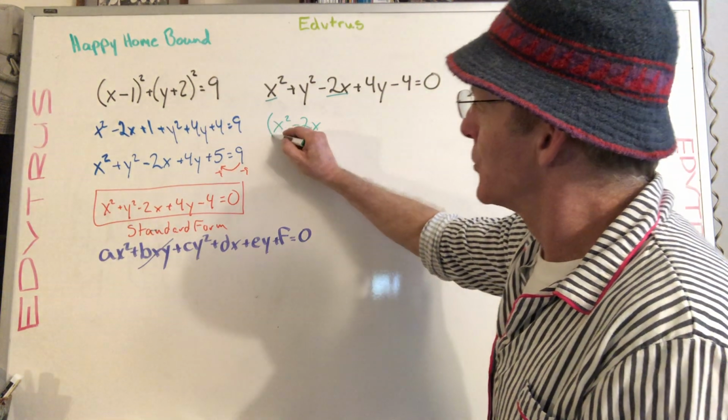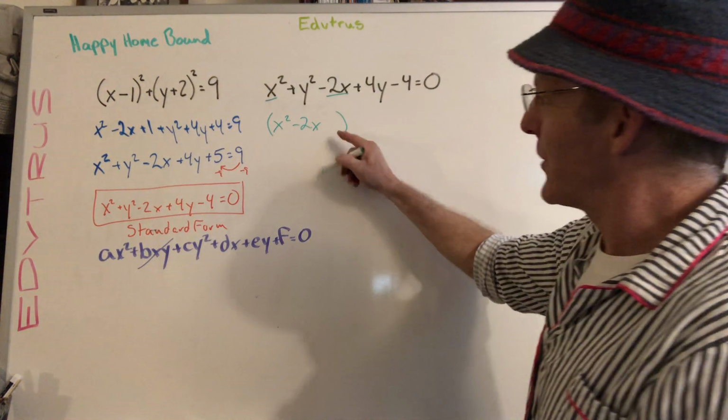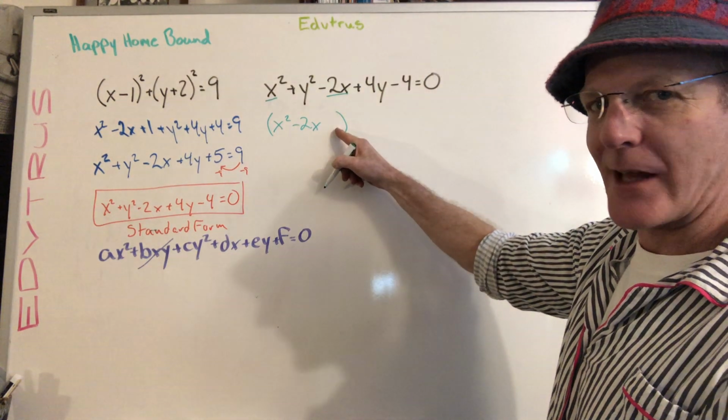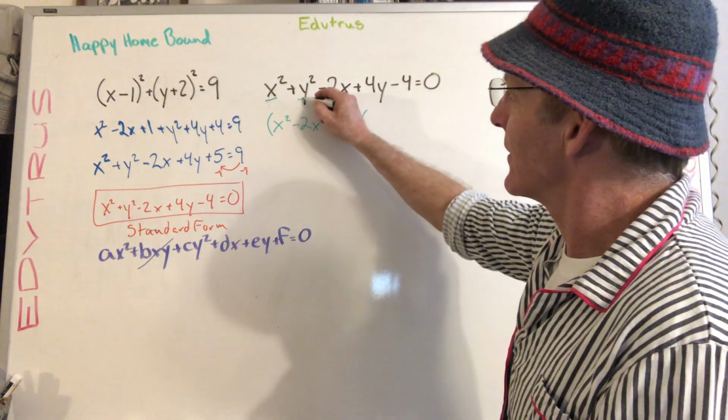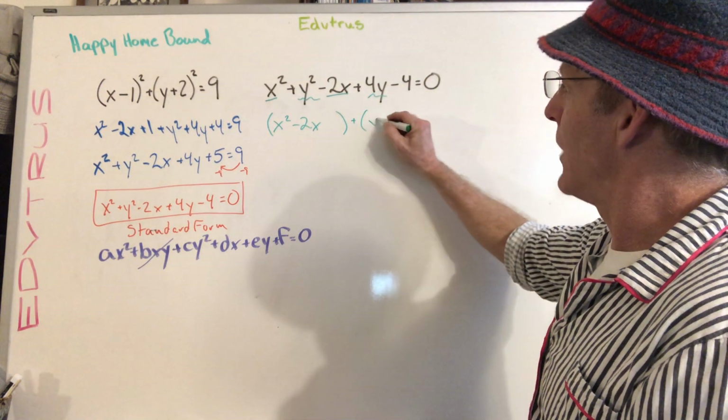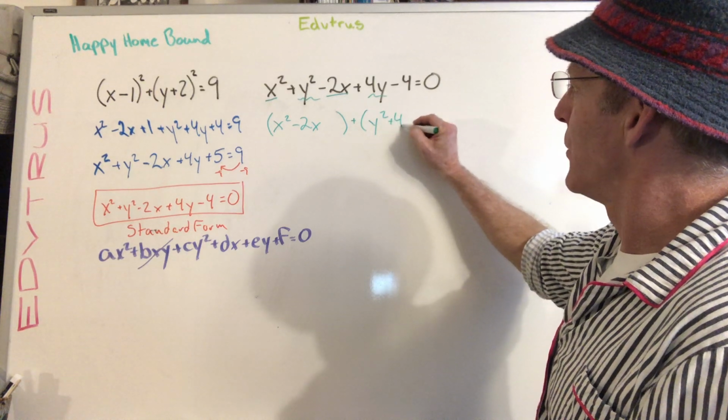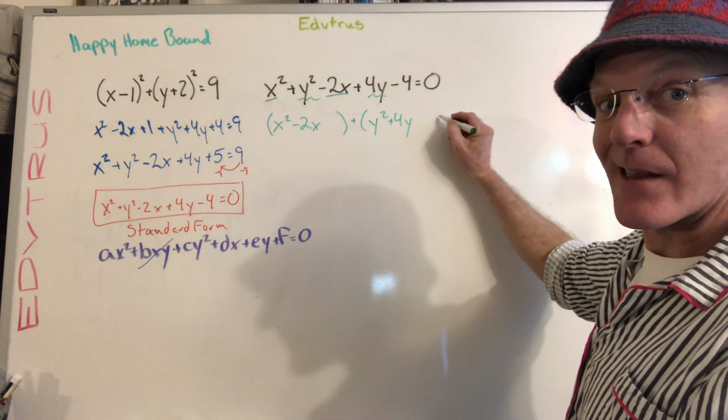And then I'm going to group it with a little space there. You'll see why in a minute. And then I'm going to put plus, and I'm going to go ahead and put the y parts together. So I'm going to put y squared plus 4y with a little space in there. You'll see why.